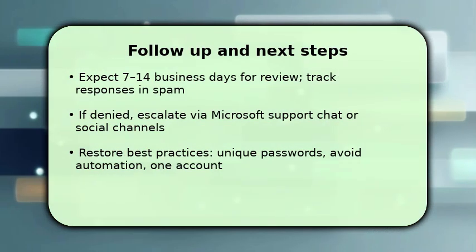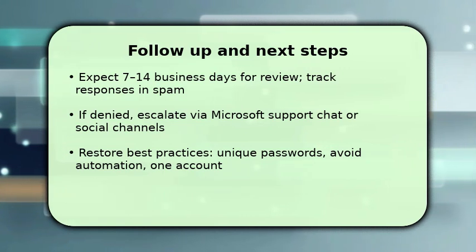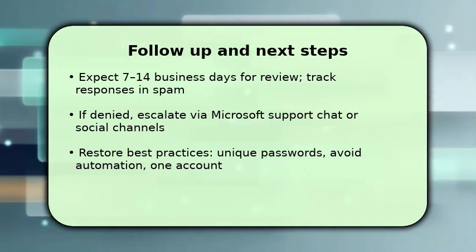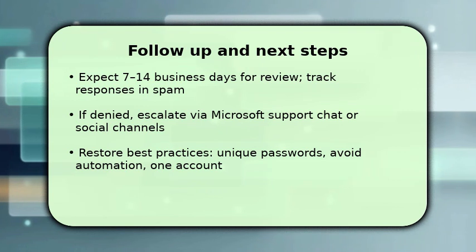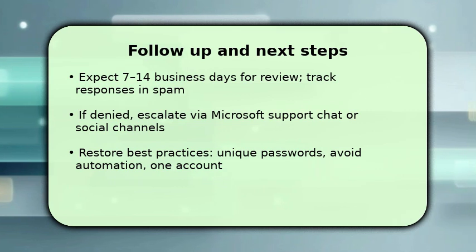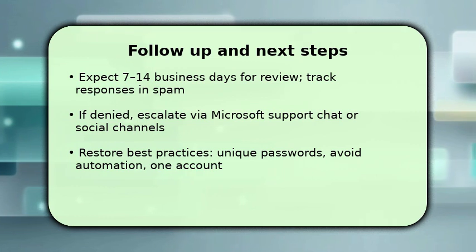To finish, monitor your email for the decision and allow 7 to 14 business days, and check spam folders so you don't miss correspondence. If the appeal is approved, confirm points and access. If denied, escalate via Microsoft support chat and reference your appeal ID, or post a concise request on official social support channels to prompt review.